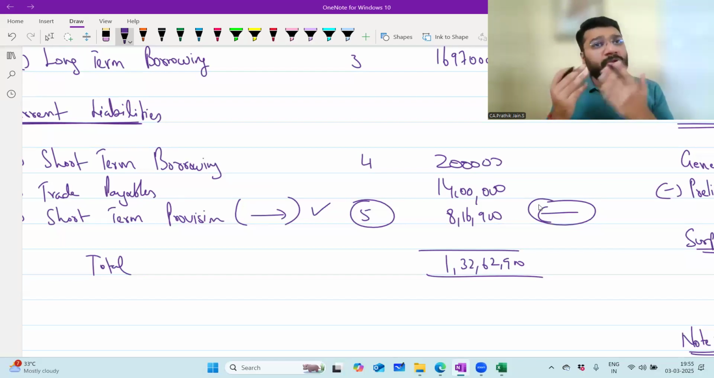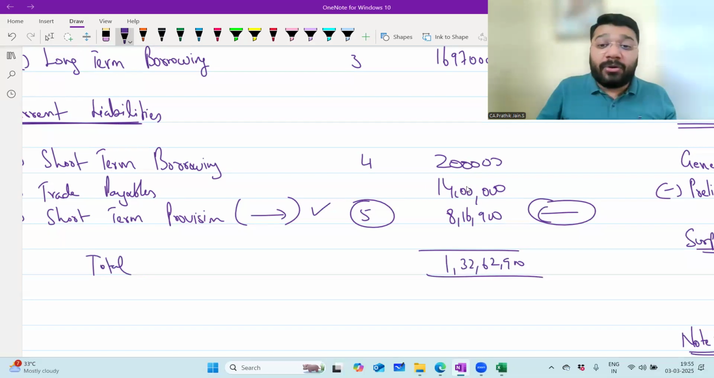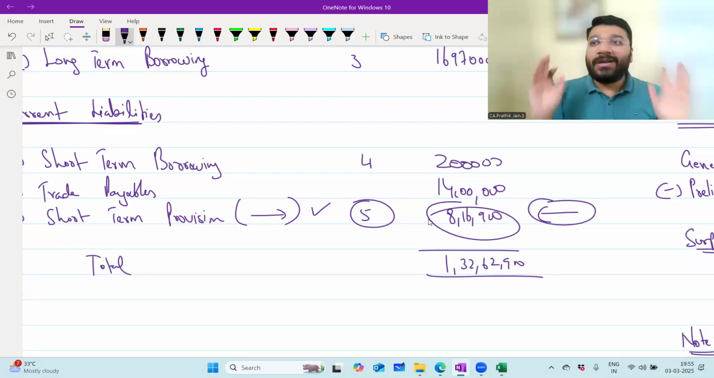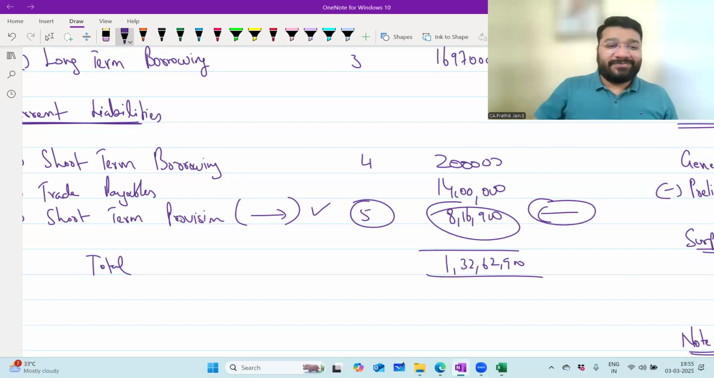If we have time, do the disclosure of the short-term provision. Otherwise, if you don't have sufficient time, you can write the amount directly. At the end, when you complete the question, if you have the last 30 seconds left, at that time you can do the disclosure and come.